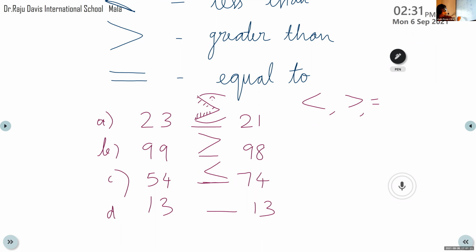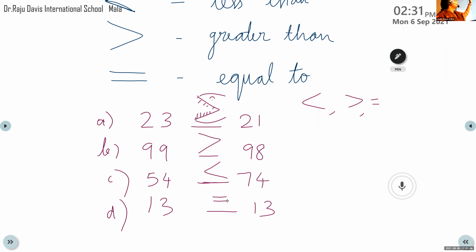And the last one, 13, 13. Which symbol will come here, Anushka? Very simple, no? 13 is equal to 13. So we are using three symbols. Which are the three symbols? Less than, greater than, equal to.